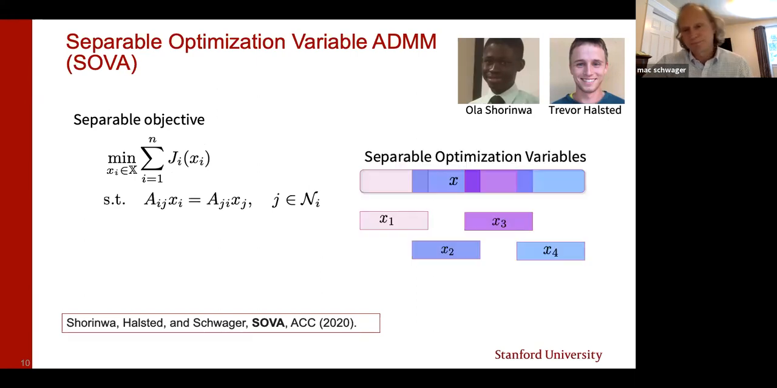So here's the idea. With regular consensus ADMM, you have a complete copy of all the decision variables on each robot. And as I said, this makes an explosion in the dimensionality of the space of decision variables.